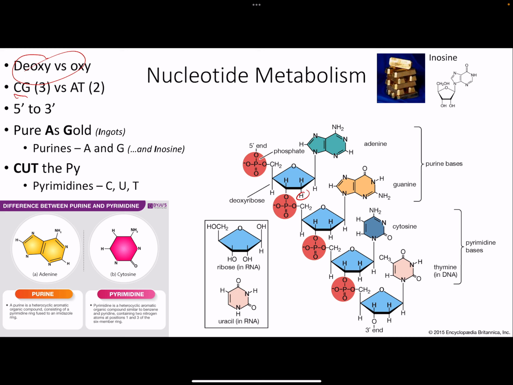C's and G's are going to have 3 hydrogen bonds in a double strand. A's and T's are going to have just 2. I always remember that C is the third letter of the alphabet.